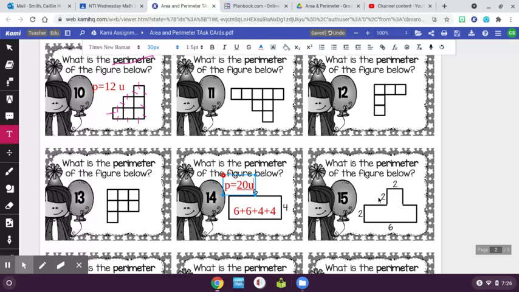Now, if you have something like this and it has a missing side, you have to look at the side across from it. So I know this side is 2. This side is the same as that side, so this side also is going to be 2. So I'm going to go ahead and put it in there. Now, I don't have this side or this side, so I have to figure that out.